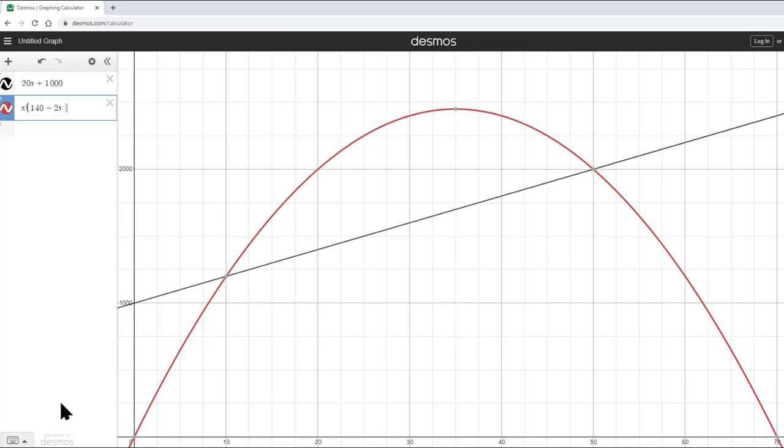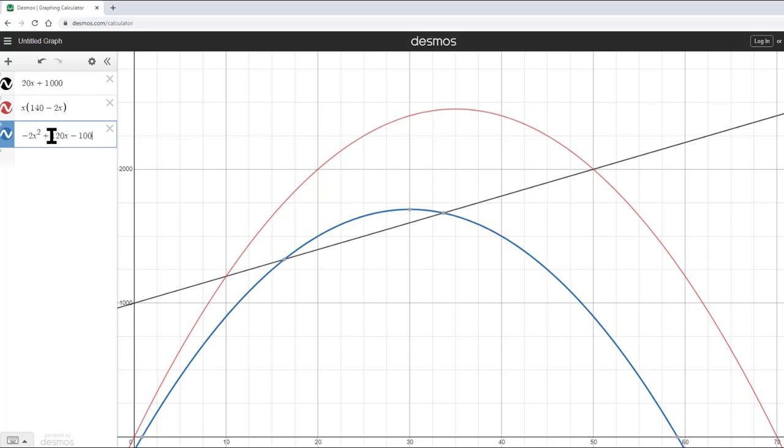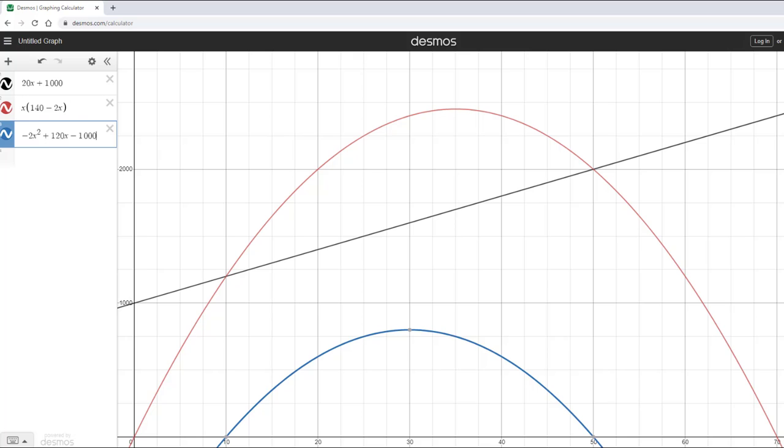And then we are going to bring in our profit function, which is negative 2x squared plus 120x minus 1,000. So this is the profit function, and you can see that the maximum profit occurs at x equals 30, in these many hundreds of dollars, or $80,000 in this case. You can copy this graph and take it into your document if you would like.